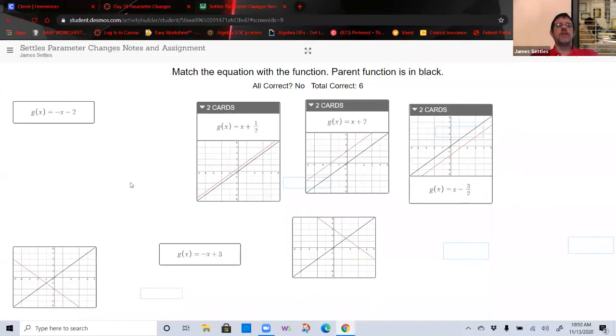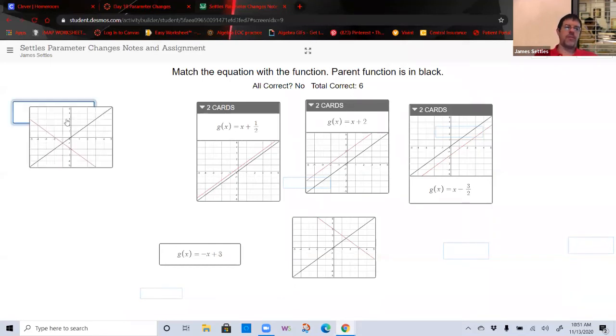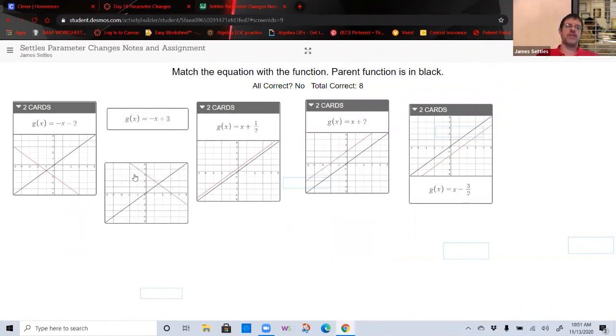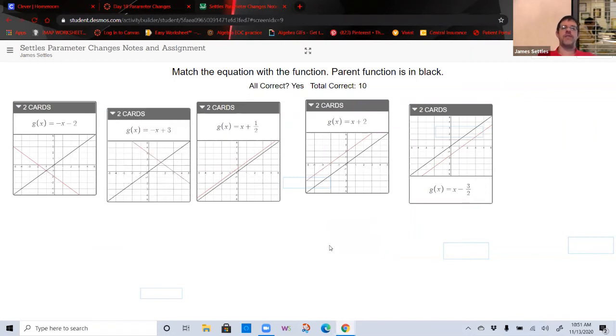Okay. So now the minus 2 tells me that it's got to cross the y-axis at -2. So which of these is crossing the y-axis at -2? That means it's going to go down 2. So hopefully you're grabbing this one. So put it up there. If you did it right, then you should have a total correct of 8. And then the last one, just drag it on to the -x plus 3. And if you did them all right, it'll say all correct, yes, and you should have a total of 10 correct.